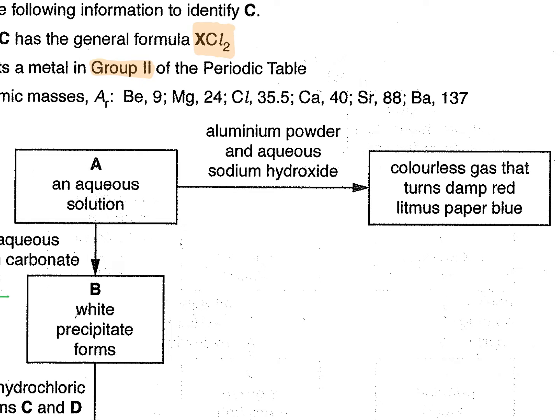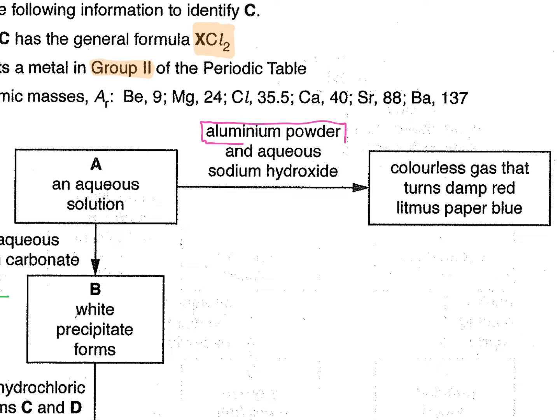Aluminium powder plus aqueous sodium hydroxide. What's the key phrase? Is it aluminium powder or is it sodium hydroxide? Sodium hydroxide is a test for anion or cation? Sodium hydroxide test for anion, you sure? Positive or negative ion? Sodium hydroxide is a test for positive ion. But if you are testing for positive ion, you will only add sodium hydroxide. Can you see that you added something else here? So the key word here is actually not sodium hydroxide. The key word here is actually your aluminium powder.